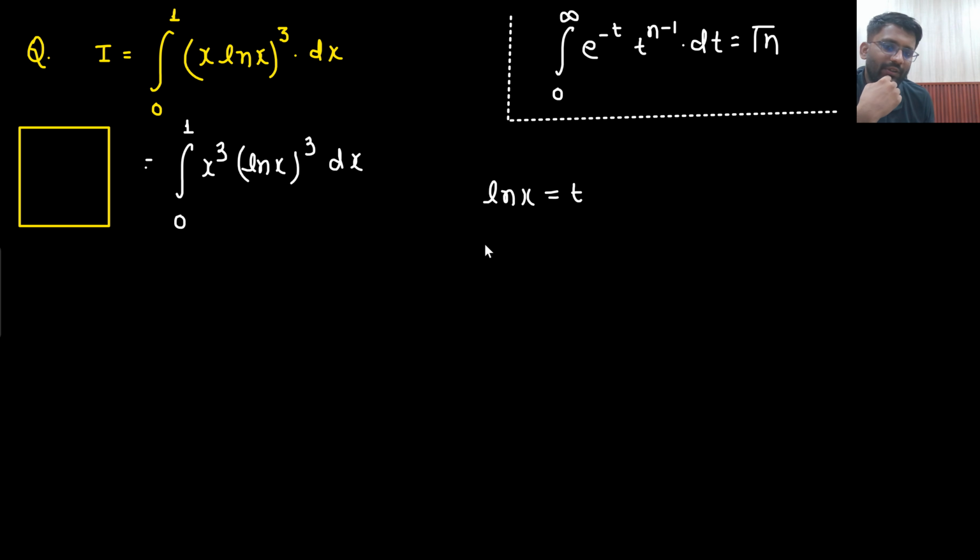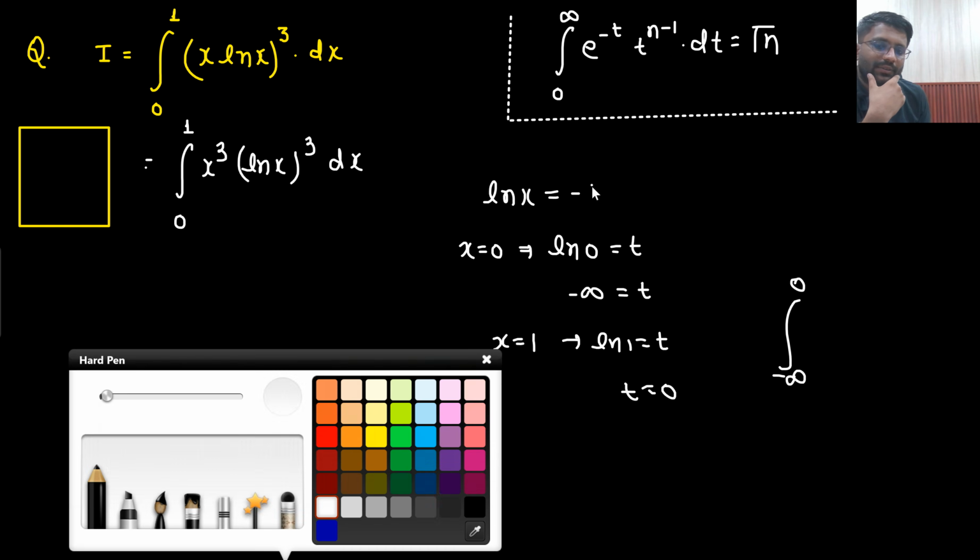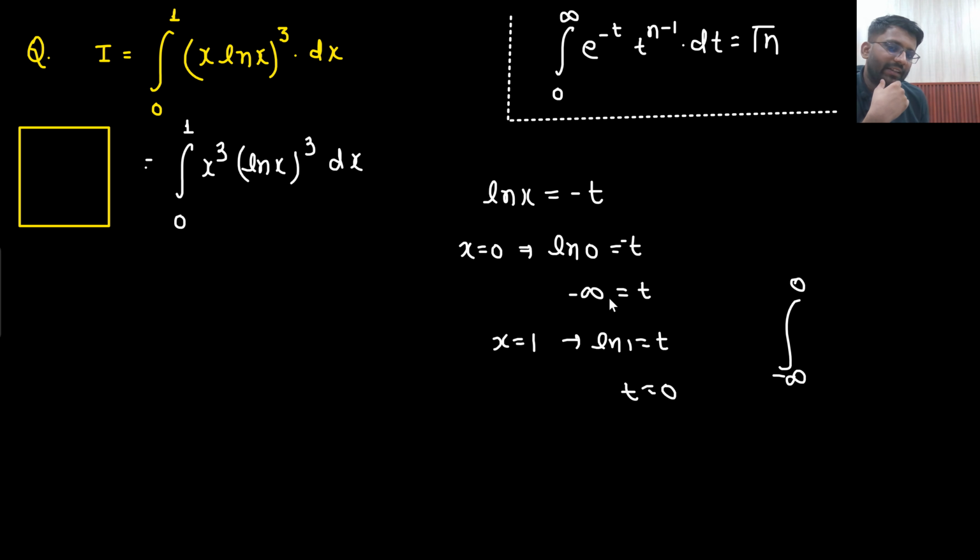So where would the limit go? If I put x equals 0, then what will ln 0 be? ln 0 equals t, so ln 0 is minus infinity. So t will go to minus infinity, right? And if I put x equals 1, then ln 1 equals t, so t will go to 0. So the limit goes from minus infinity to 0. But what do I need? I need infinity, not minus infinity. What does that mean? I will assume ln x equals minus t. Why is that so? Because if I assume minus t, then t will tend to infinity now.